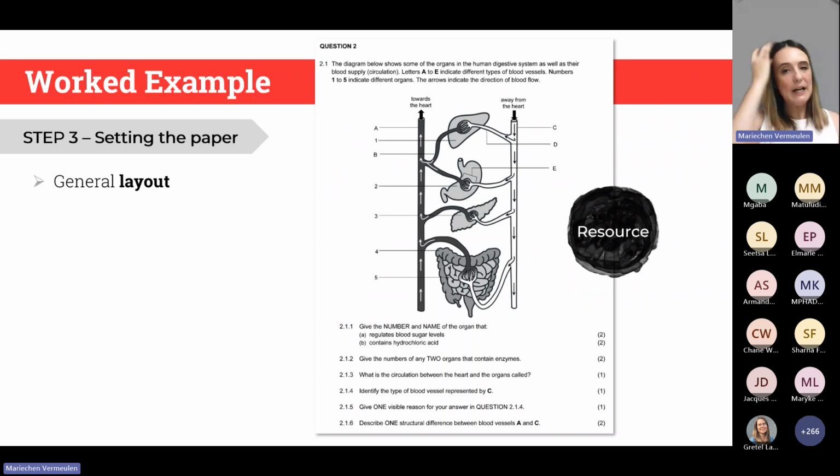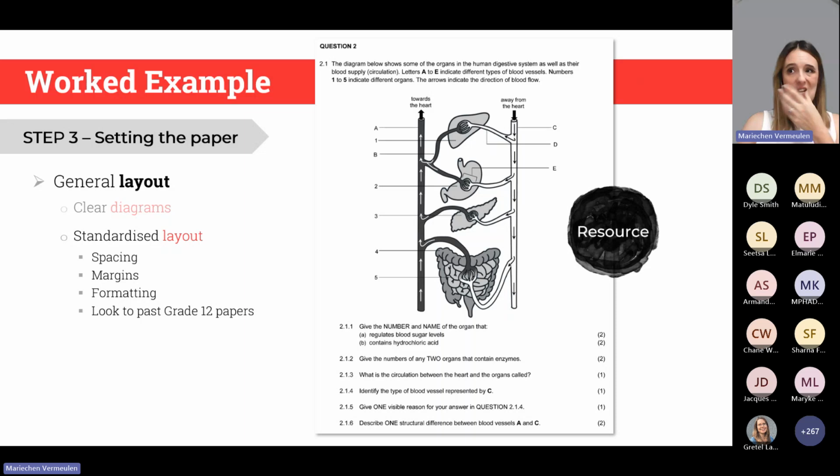Okay, so another thing in terms of a good question is the general layout that you have to keep in mind. Make sure that your diagrams are clear, and this is not just as they appear on your screen or when you print, but when you photocopy as well. Then standardize your layout, which means keeping the spacing the same, the margins the same, and the formatting. What font am I using? What size font am I using? What am I bolding? What am I keeping in caps? And again, look at past grade 12 papers to get inspiration for that formatting if you're not familiar with it.